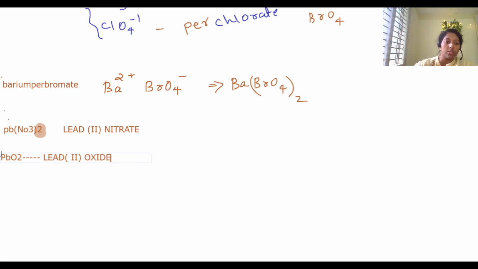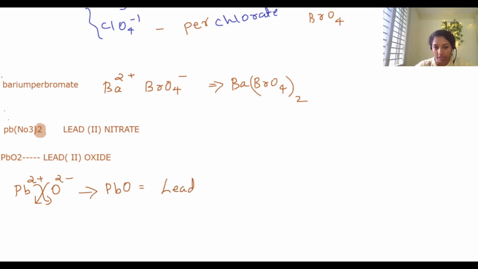Right? But what is the problem? What is the oxygen charge? If Pb is 2 plus, oxygen has a charge of 2 minus. So if Pb is 2 plus, then what should be the formula? It is PbO. So lead 2 oxide is PbO. Then what about the other one, PbO2?